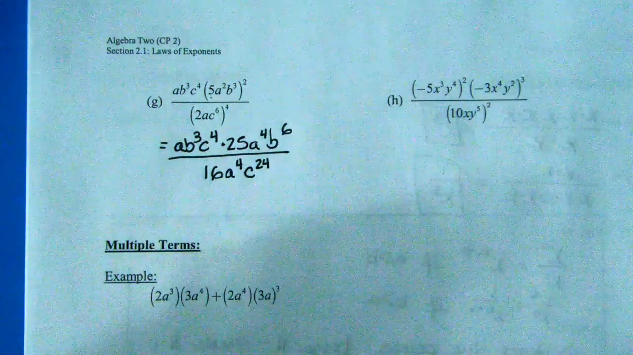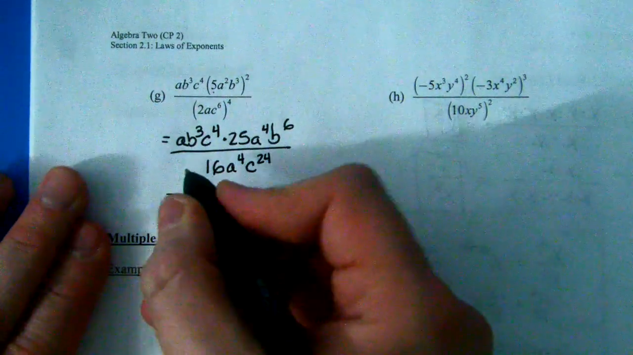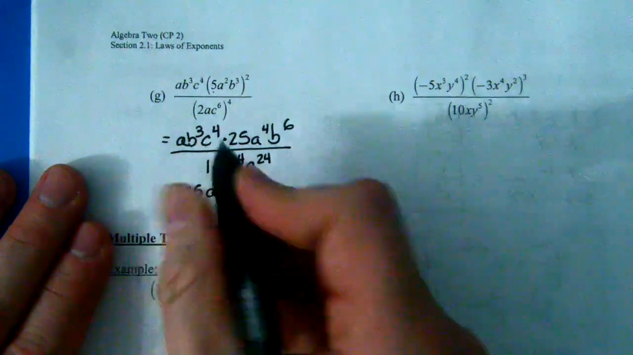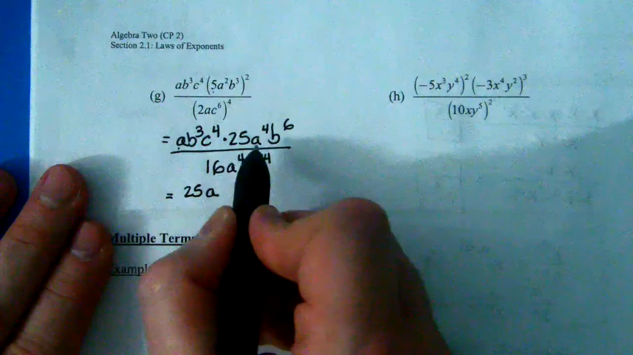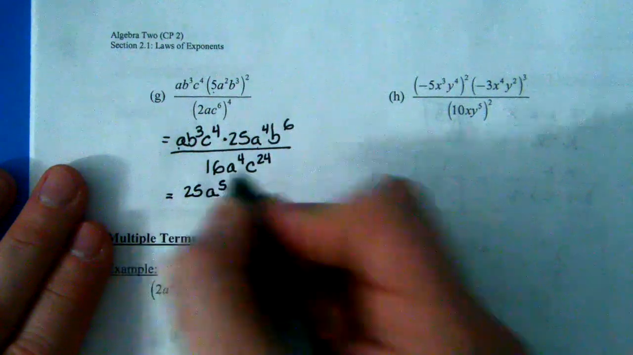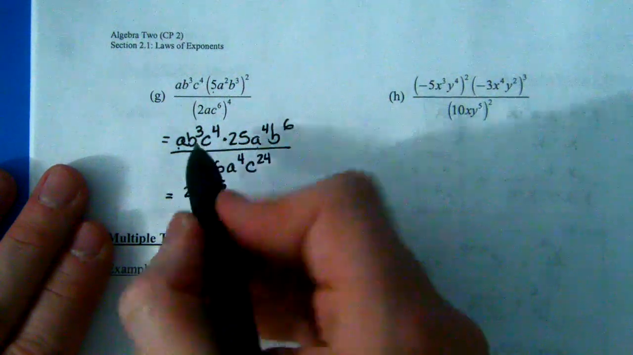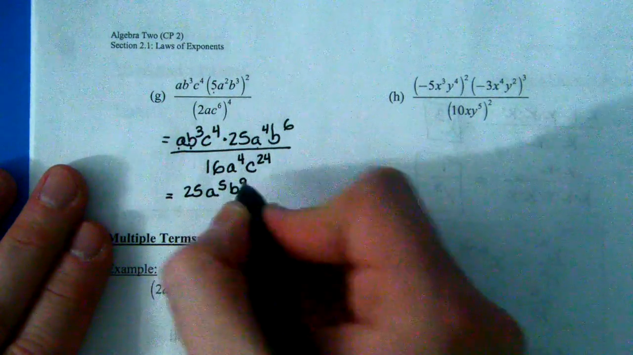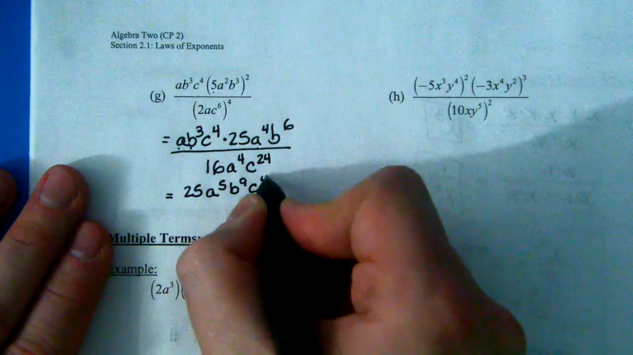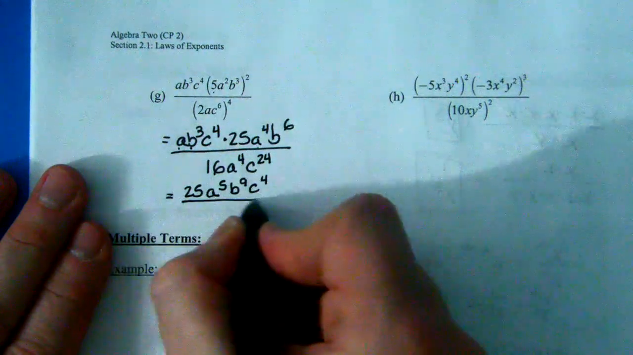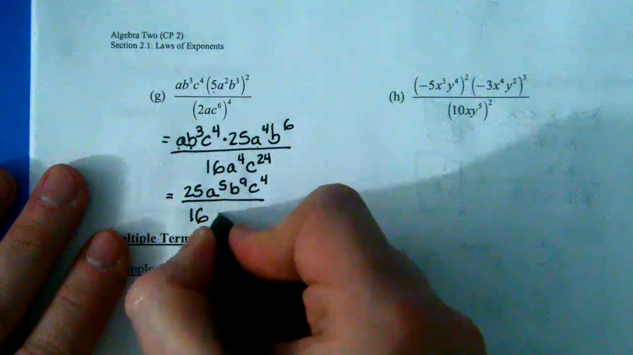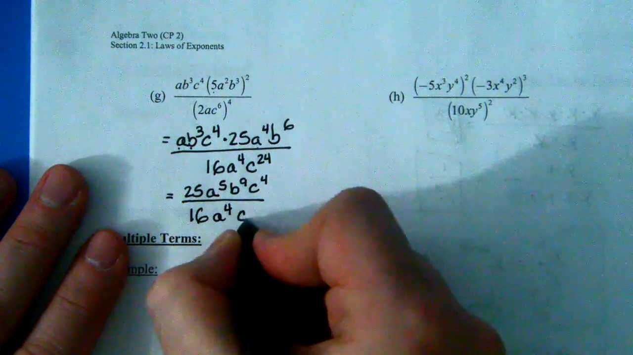I'm now going to multiply. On the top, I get a 25, a to the, okay, add the powers. A to the first times a to the fourth gives me a to the fifth. B, add those powers. B to the third times b to the sixth gives me b to the 3 plus 6 is 9. And a c to the fourth. In the bottom, 16, a to the fourth, c to the 24th.